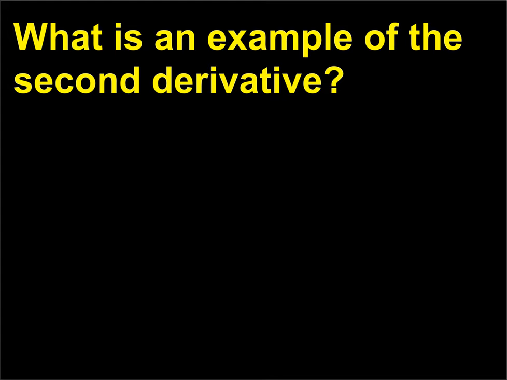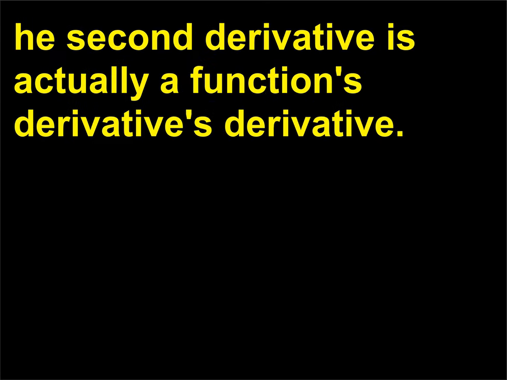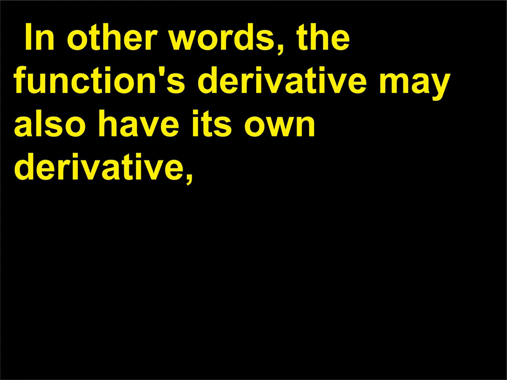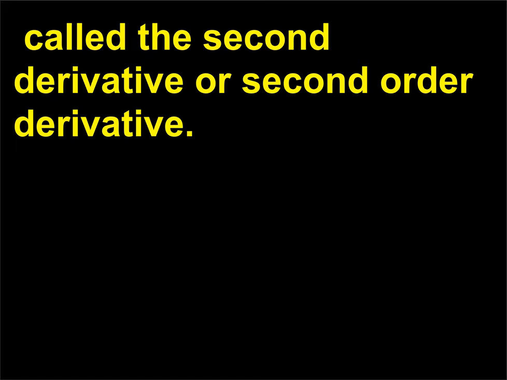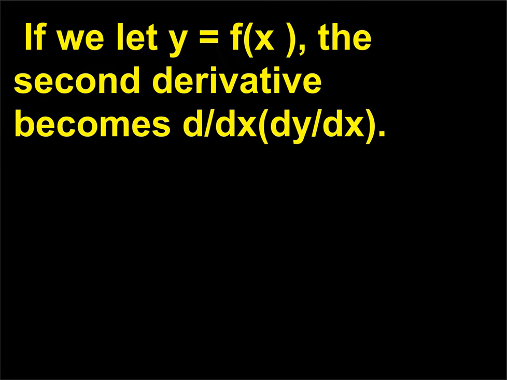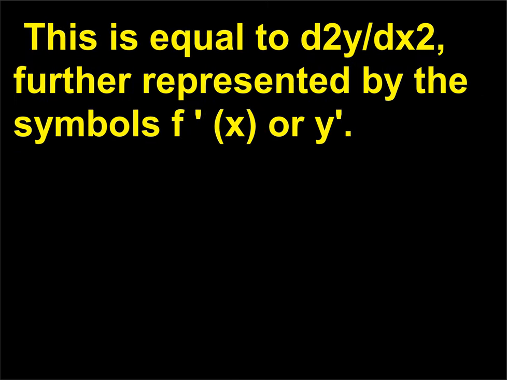What is an example of the second derivative? The second derivative is actually a function's derivative's derivative. In other words, the function's derivative may also have its own derivative, called the second derivative or second order derivative. If we let y equals f(x), the second derivative becomes d/dx (dy/dx). This is equal to d²y/dx², further represented by the symbols f''(x) or y''.